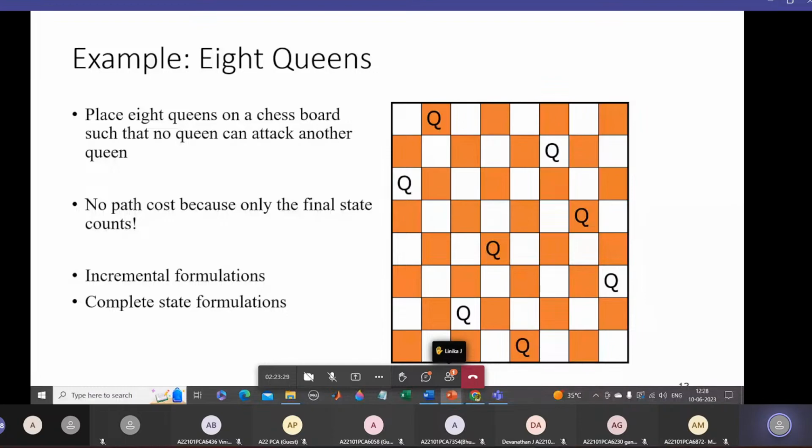Understood the problem? Understood or not? Yes, ma'am. Yes. What is this problem, ma'am? On the chess board you have to place 8 queens. You can see there is a queen in all 8 rows and in all 8 columns, correct? Can you see that? Yes, ma'am.